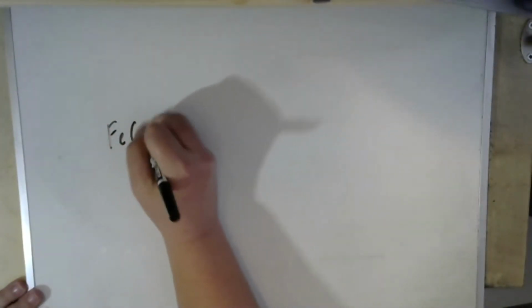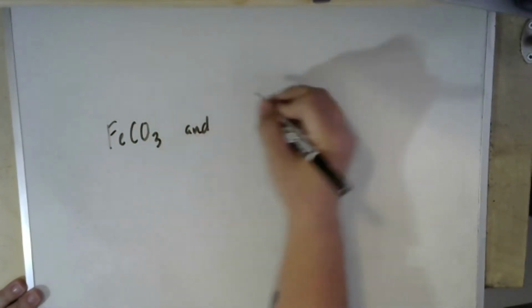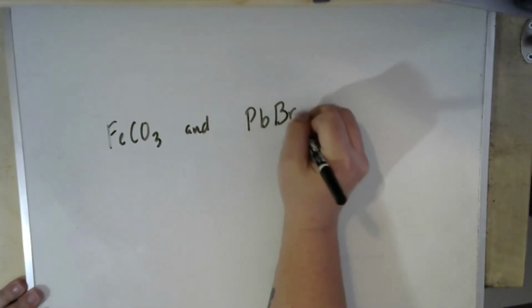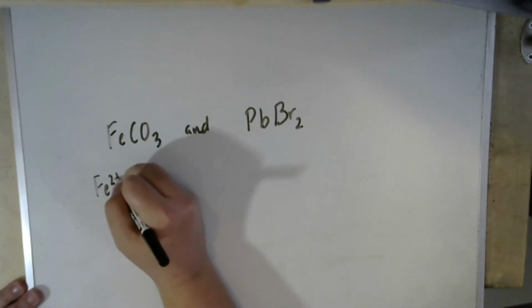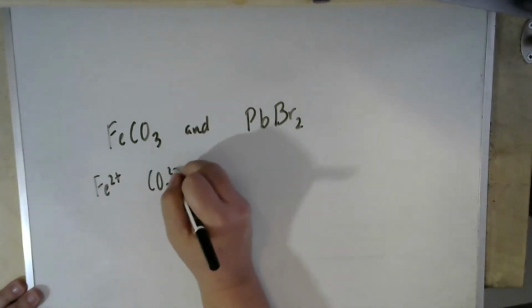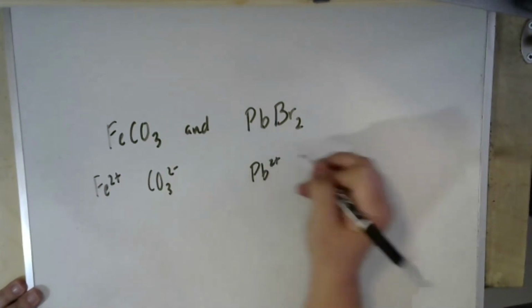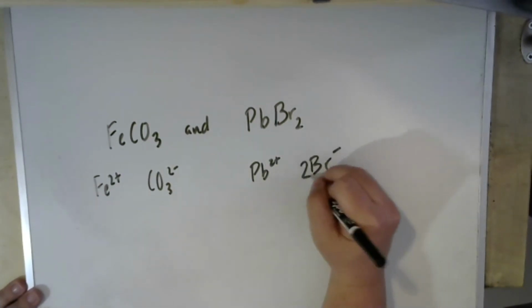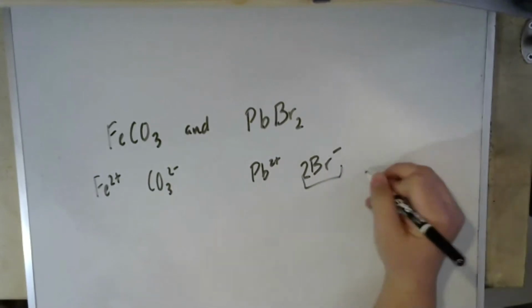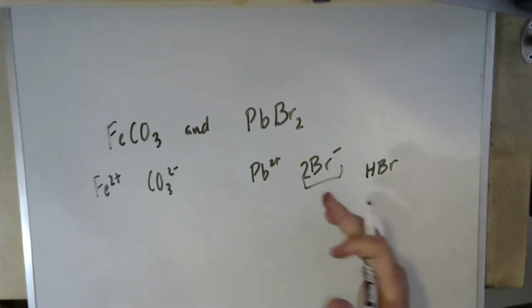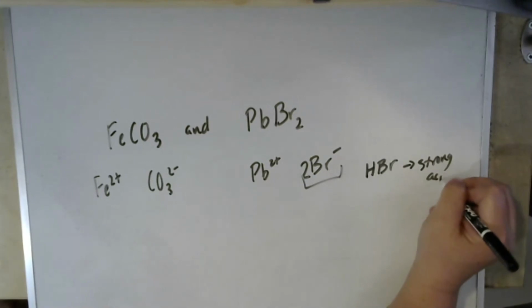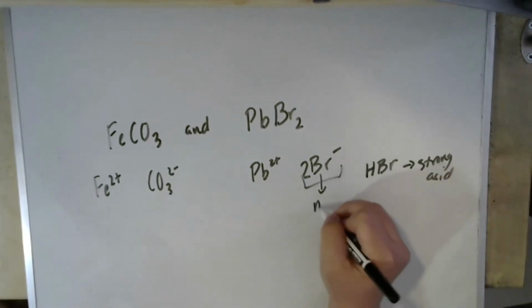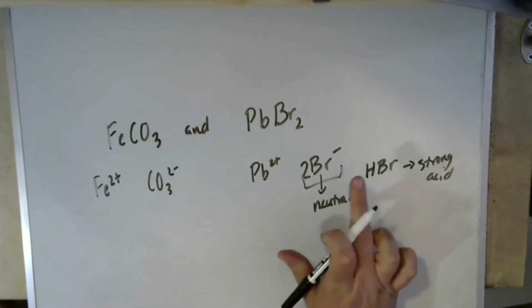The second set of compounds they had us looking at was FeCO3 and PbBr2. And we want to look at the same type of thing. Okay, we have Fe2+ and CO3 2-, Pb2+ and Br-. Okay, Br-, when it reacts with the proton, forms HBr. HBr is a strong acid. That means that Br- is neutral. Okay, so this is already suspicious.